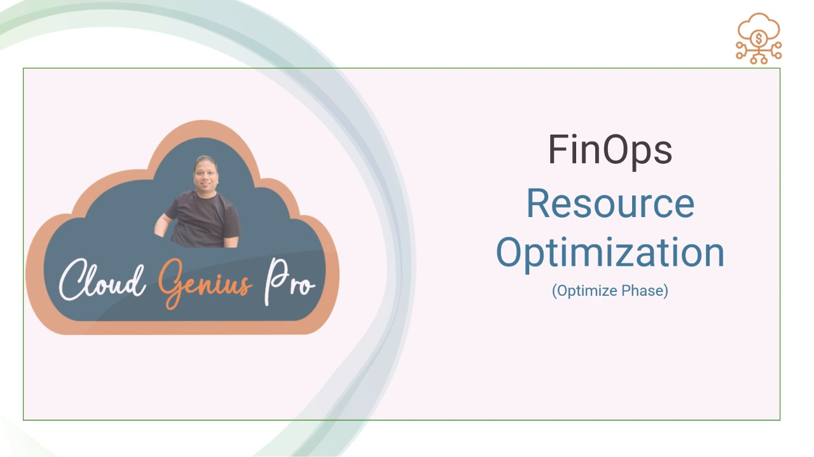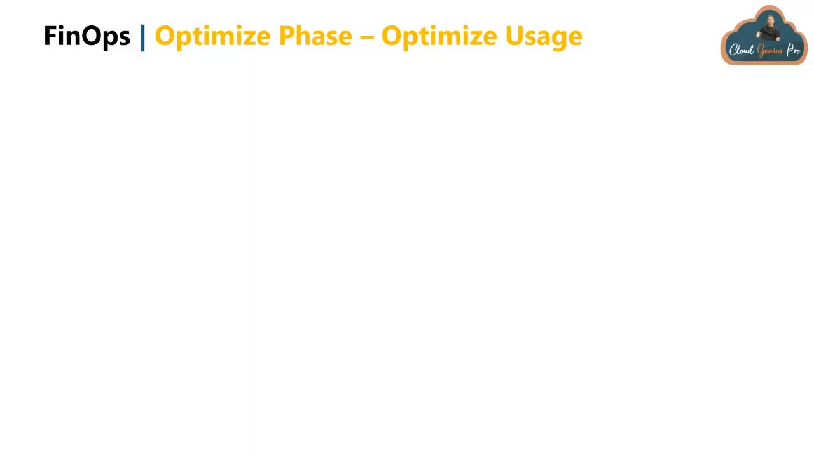So today I'm going to talk about resource optimization, which is one of the key capabilities of the optimize phase. As we talked about in one of the previous videos, to optimize the cost you have only two options: either optimize the consumption of resources or optimize the rates. So in this video, we are going to talk about how we can optimize the resources and consumption.